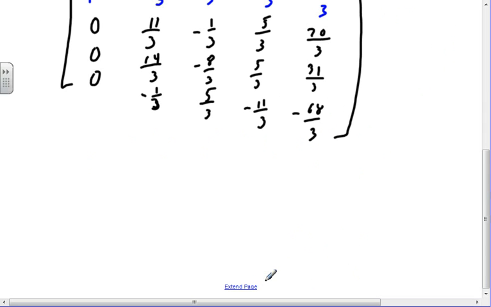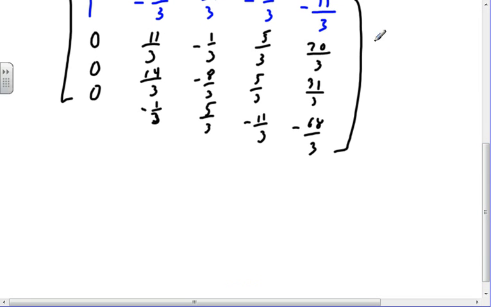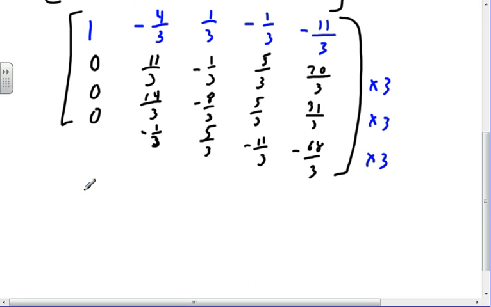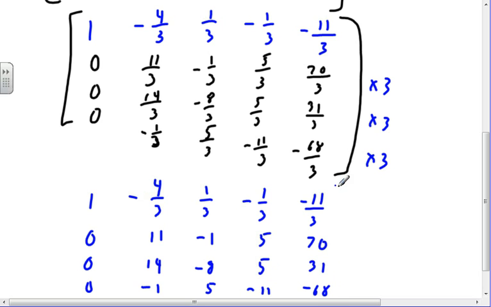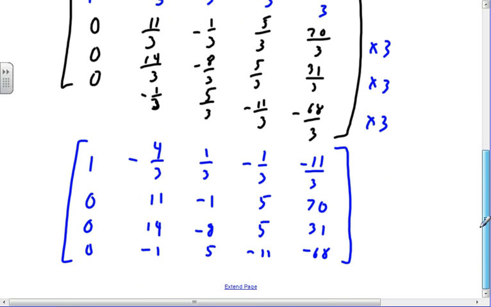Okay, that looks wonderful. Okay, I'm gonna take everything and multiply it by 3 to get rid of the divided by thirds in those columns. Okay, so I got 1, 4 over 3, 1/3, minus 1/3, 11/3, 0, 0, 0, 11 over 3, 11. 11, 14, minus 1. Minus 1, minus 8, 5. 5, 5, minus 11. 70, 31, minus 68. Okay, isn't that lovely?